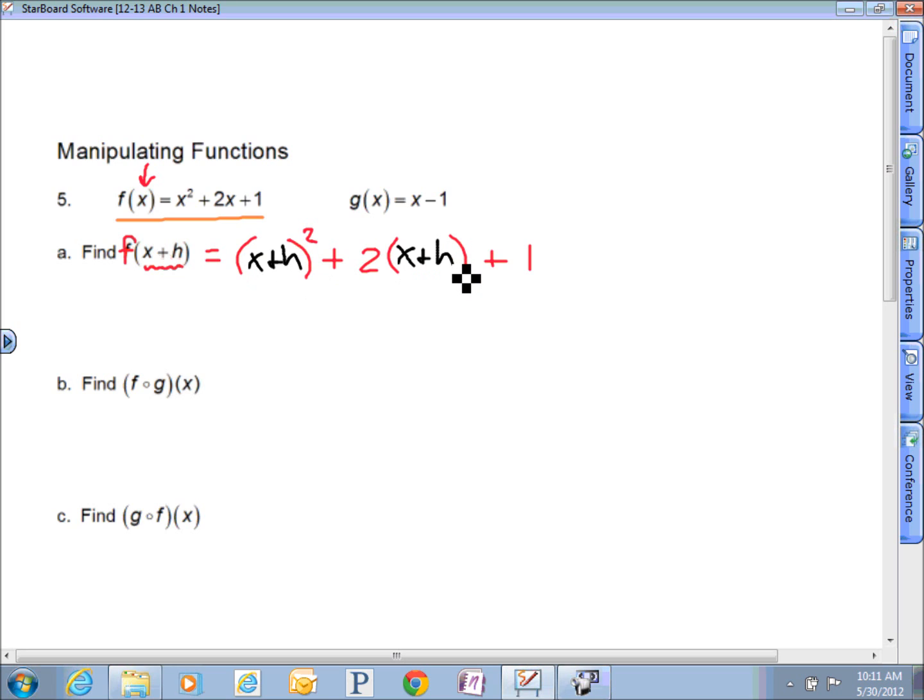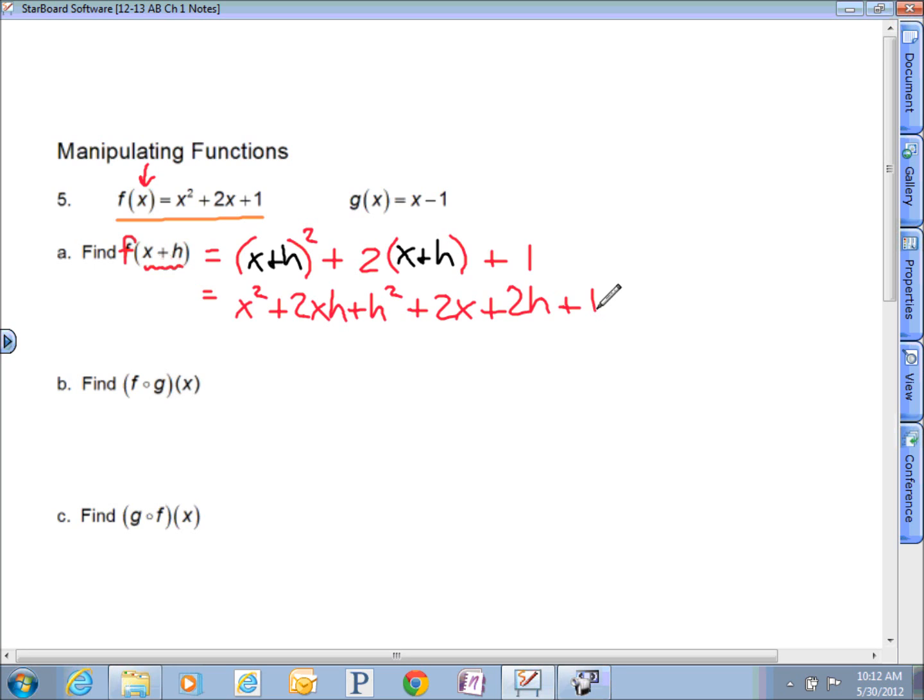And now it's a matter of just going through and multiplying out this binomial. So I think this is x squared plus 2xh plus h squared plus 2x plus 2h plus 1. And if we check, I don't think there are any like terms there. That problem is more just an exercise in reviewing algebra and functions.